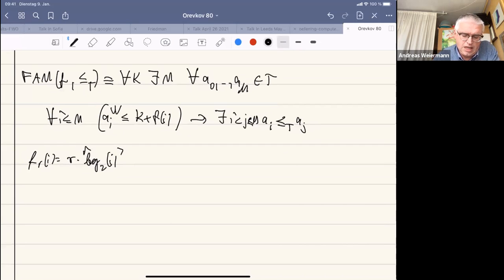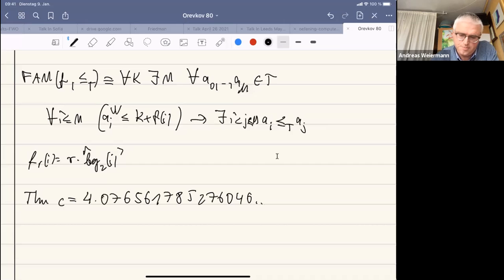It will be true for every r. For which r is it provable in PA, for which r is it unprovable in PA? For this I have to copy a number. Let's see where it is. Here it is. So I write down a number. Let C be the following number. It's 4 times 0.765617852760, and it's presumably an irrational number, maybe transcendental. It's a little bit bigger than 4. Let rho be 1 divided by the binary log of C.